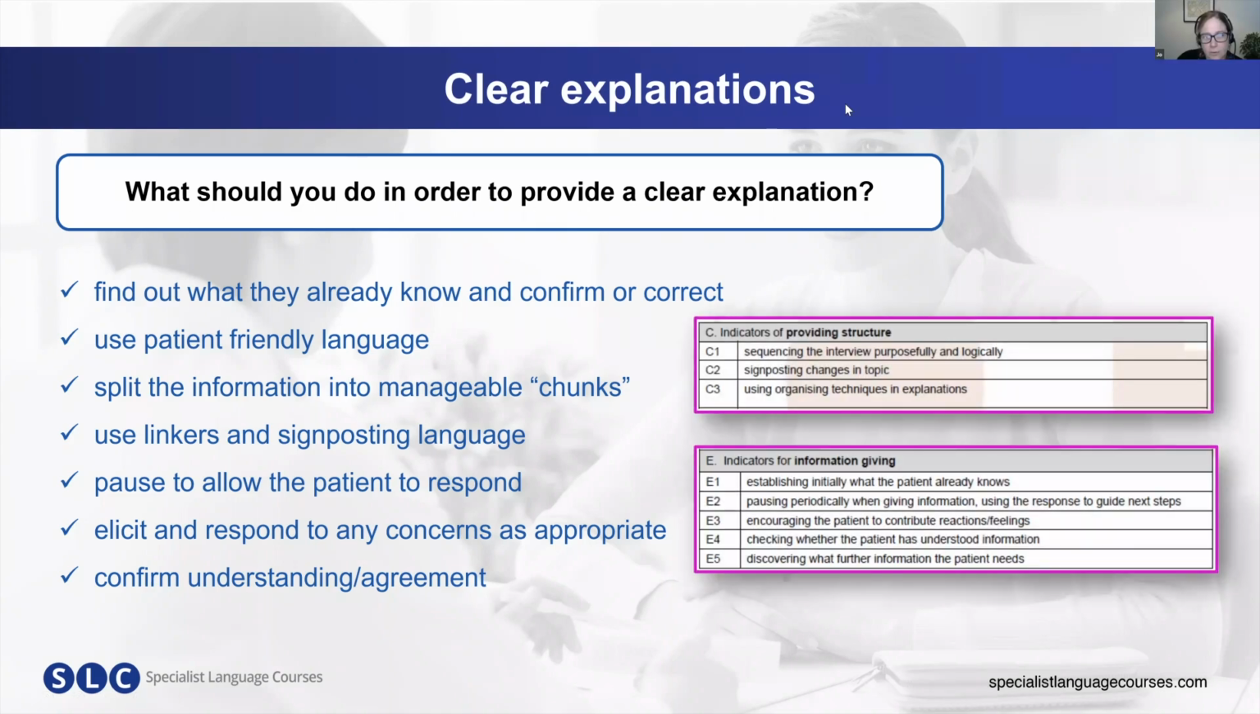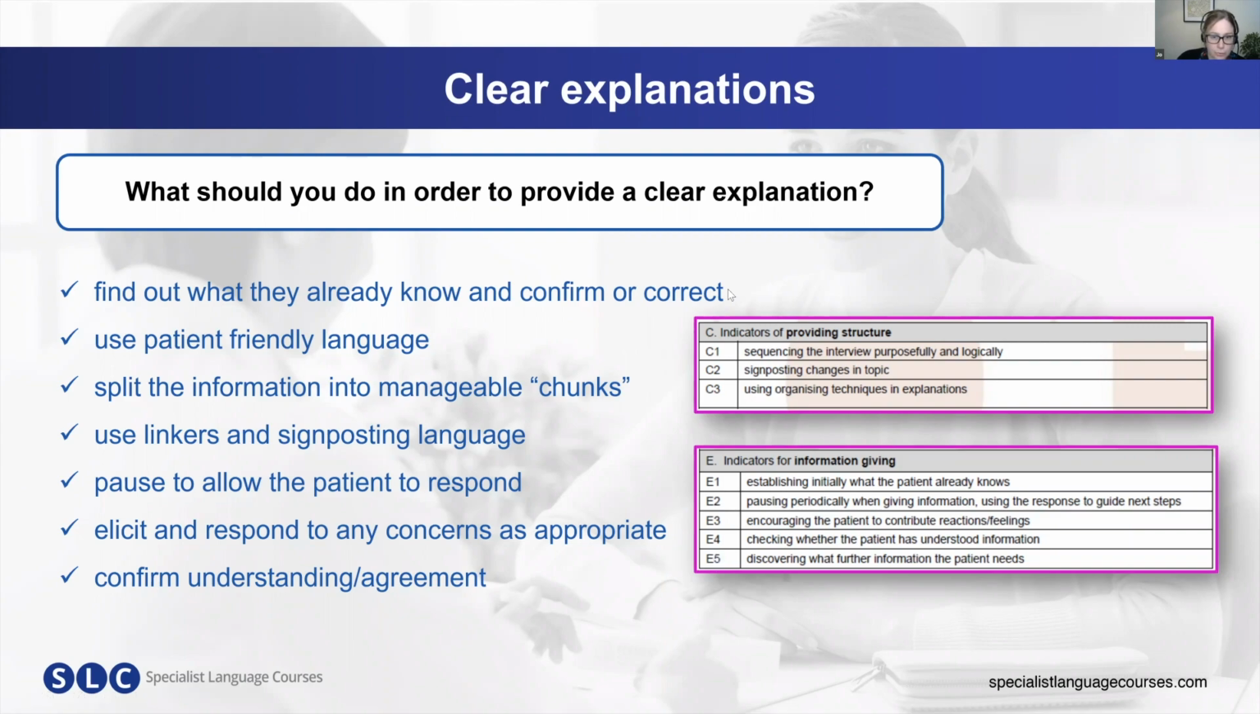And in the clinical communication criteria, in clear explanations, the two that you focus on mainly would be these ones here. So when you're giving explanations, you are signposting that you're changing your topic. We're going to talk about this. Linking and signposting for sure. And then all these things you need to do. What do they already know? Pause and allow them to respond. Encourage them. Check. And discover what further information the patient needs.